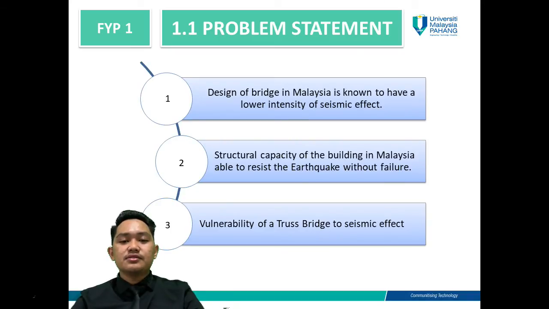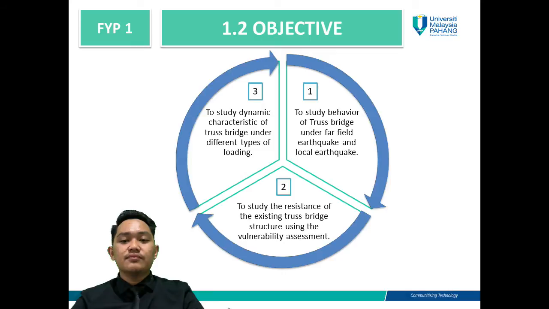My problem statement in the research is: first, the design of bridges in Malaysia is known to consider a lower intensity of seismic effect. Secondly, the structural capacity of buildings in Malaysia to resist earthquakes without failure. And thirdly, the vulnerability of a truss bridge to seismic effect. My objective is first to study the behavior of the truss bridge under far-field earthquake and local earthquake. Secondly, to study the resistance of the existing truss bridge structure using vulnerability assessment. Thirdly, to study the dynamic characteristics of the truss bridge under different types of loading.